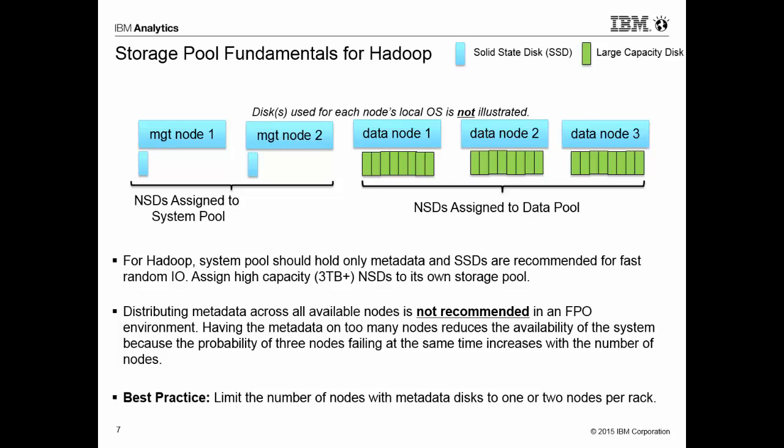Now we do have some best practices here, and if possible, what we want to do is have your metadata sitting on solid state disks for fast random access. The alternative is to have multiple disks that serve up metadata to keep up with the request rate of the workload. You might be tempted to put metadata disks across all available nodes. This can technically be done, but don't do it because this actually will reduce the availability of the cluster in the event of a failure, which I'll get into a little bit later. And further, you want to limit the number of metadata nodes to just one or two per rack.